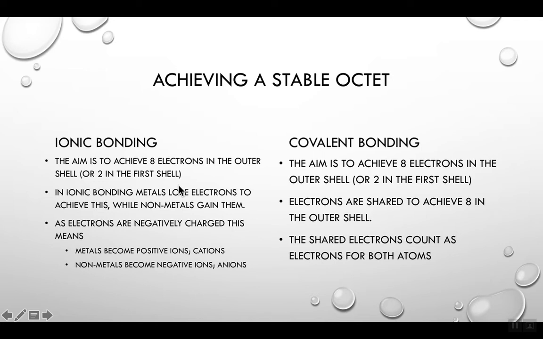For covalent bonding, we're sharing the electrons, remember, so nothing's getting charged. And we share enough so that everyone gets 8 in the outer shell. And the good thing here is that we get to count them twice. So if it orbits 2 different atoms, we count it for both of them.